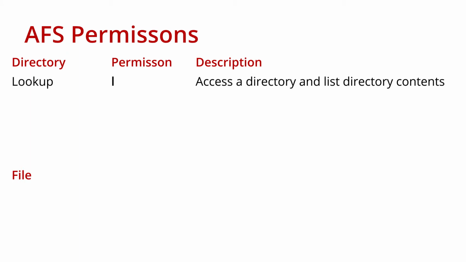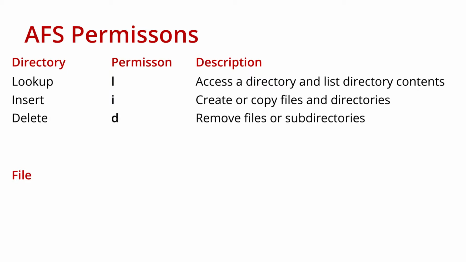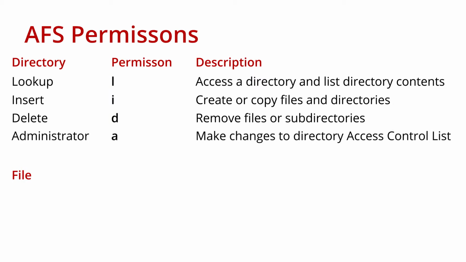There are 7 AFS permissions, 4 controlling directories themselves, and 3 affecting file authorization within that directory. For directories, lookup permissions, represented by the letter L, allow access to a directory to perform other operations, including listing directory contents. Insert, or I permissions, allow file and directory creation or copying. Delete, or D permissions, allow for the removal of files or subdirectories. And administrator, or A permissions, allow for changing the directory ACLs.